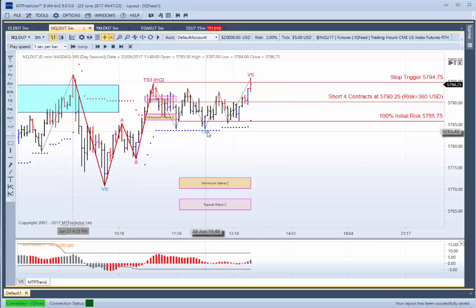Perhaps once you saw that TS3 buy setup come in and you were past the 100% initial risk level, more conservative traders would have brought their stop to break even. Perhaps you may well have avoided that, but for the sake of this video, we're going to call this a -1R loss or a losing trade.